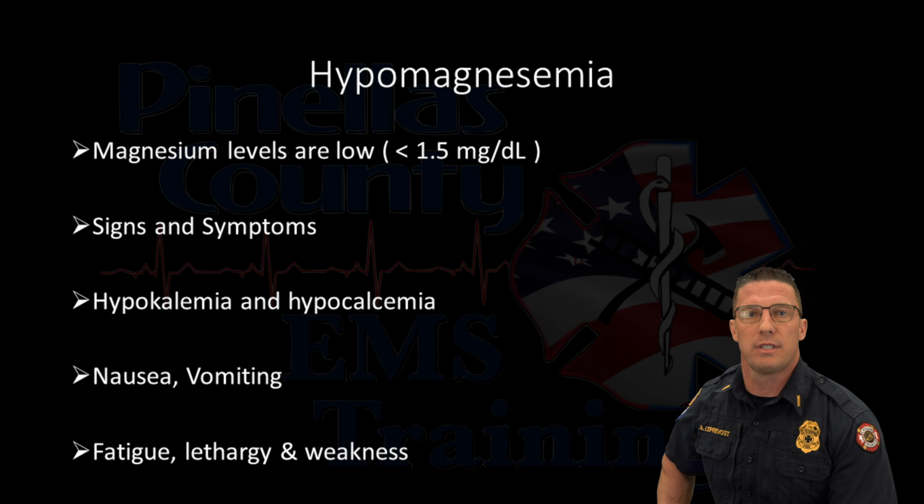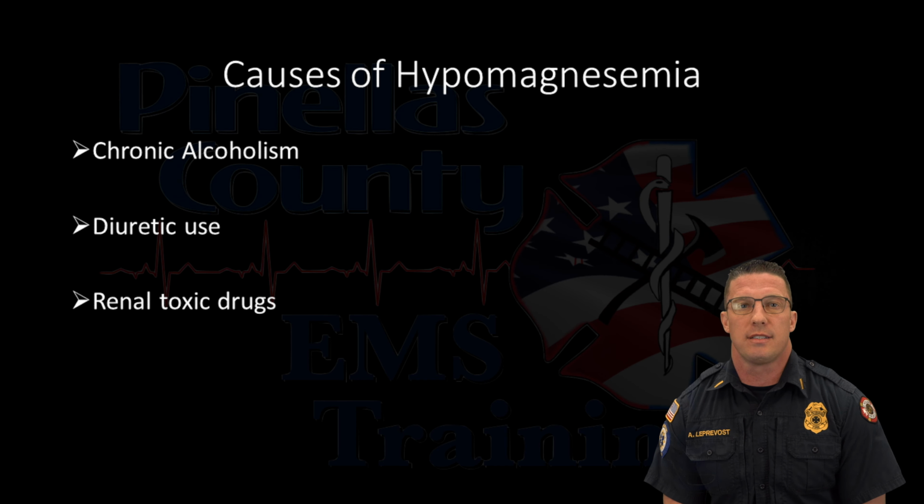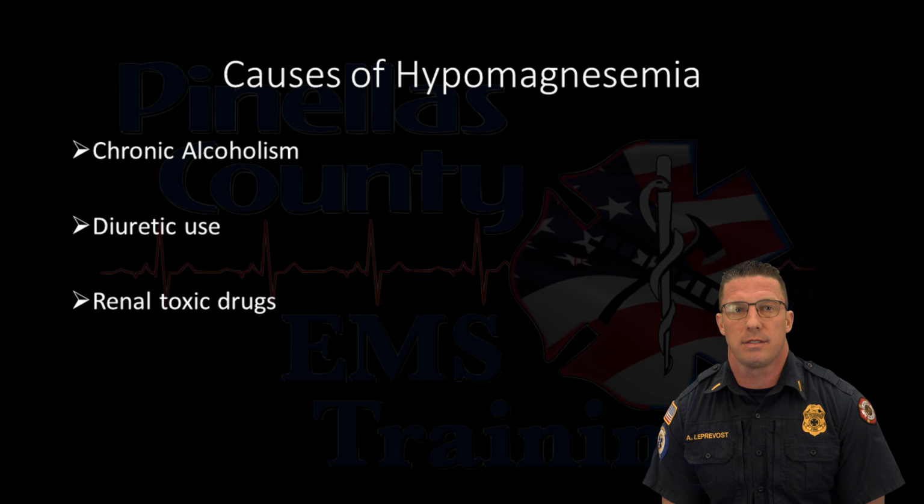All these electrolytes work together, and some lean on the others very heavily. So what causes this imbalance, do you ask? Well, like the other electrolyte imbalances, there are a lot of possible causes. For this discussion, again, we will focus on common things EMS personnel may see, like chronic alcoholism, diuretic use, and drugs that are toxic to the renal system.